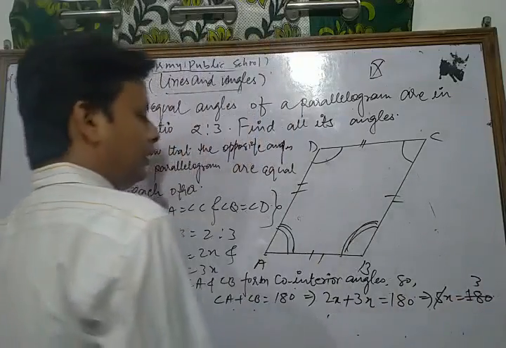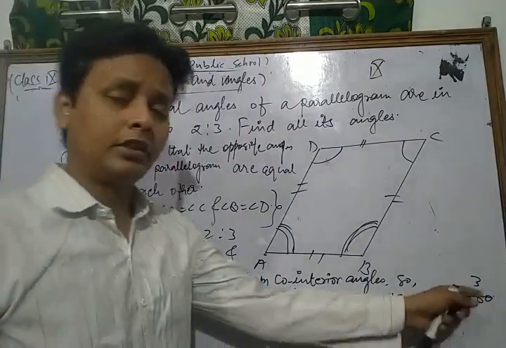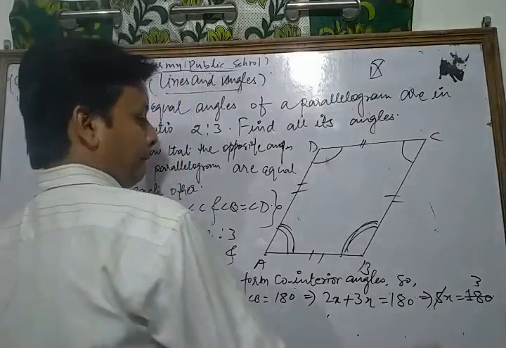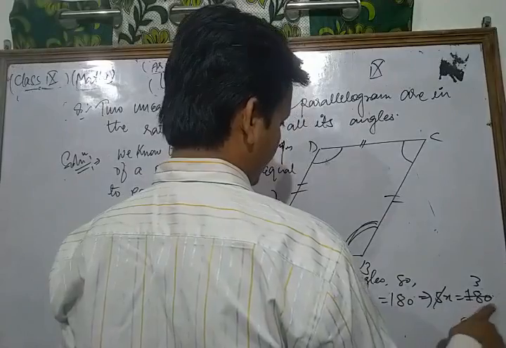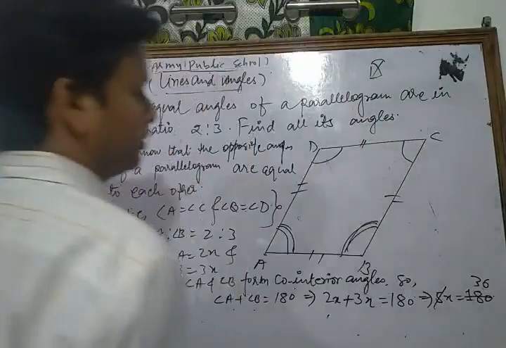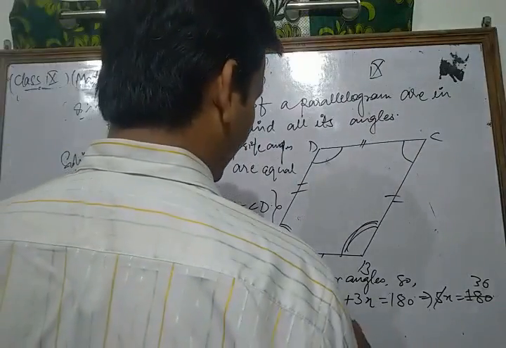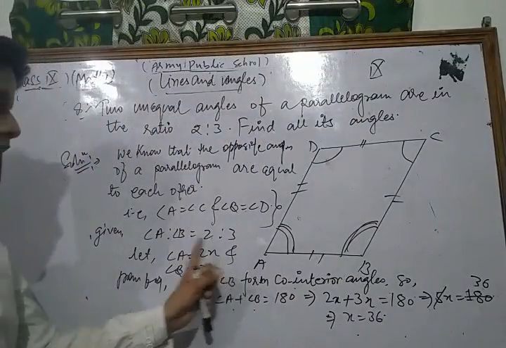5 times 3 is 15. What is left? 3, 0. 5 times 6 is 30. So the value of x is what? 36.